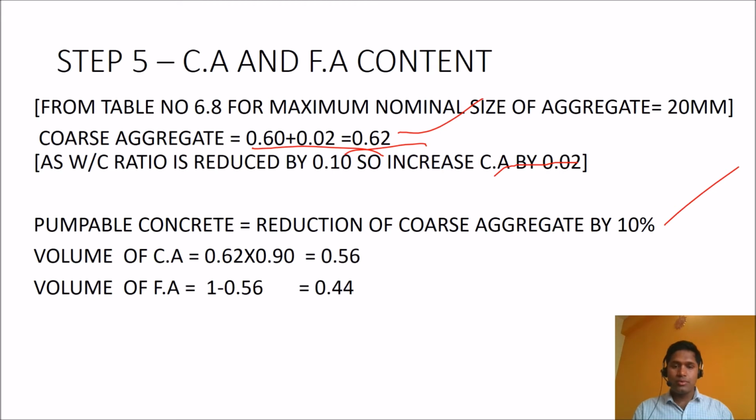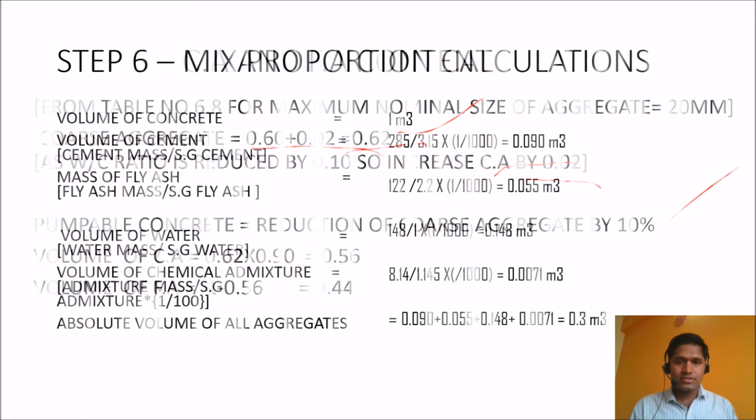If I reduce from 0.5 to 0.4, that means I am reducing 2 times 0.05. It means I have to increase 0.1 2 times. Again, it means 0.02. So let us see the next step.